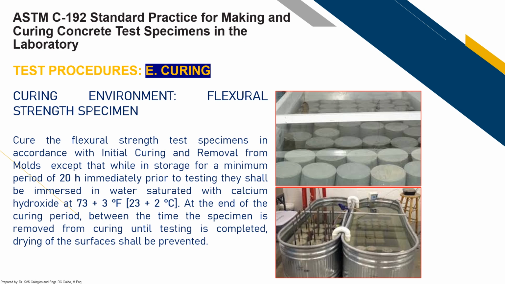Now, for the case of the flexural strength specimen, or your concrete beam sample, cure the flexural strength test specimen in accordance with initial curing and removal from molds, except that while in storage for a minimum period of 20 hours immediately prior to testing, they shall be immersed in water saturated with calcium hydroxide at 73 plus or minus 3 degrees Fahrenheit. At the end of the curing period, between the time the specimen is removed from curing until testing is completed, drying of the surface shall be prevented.